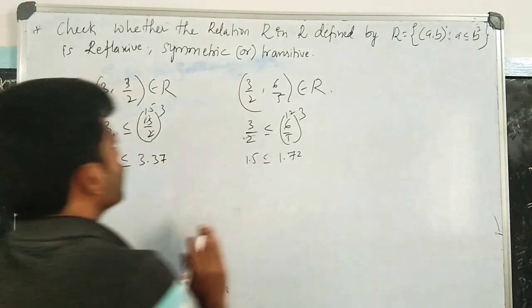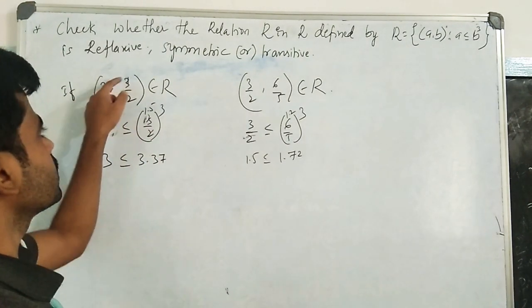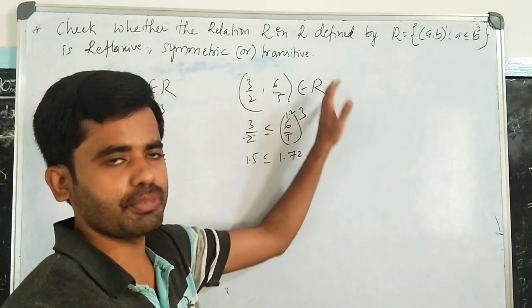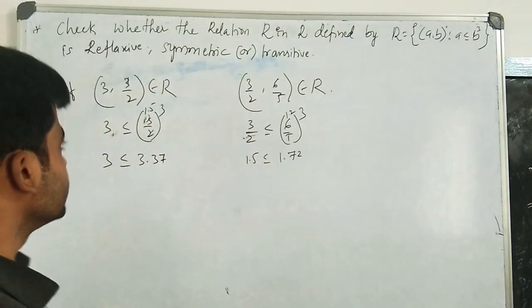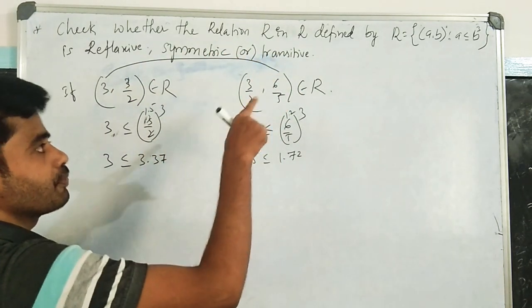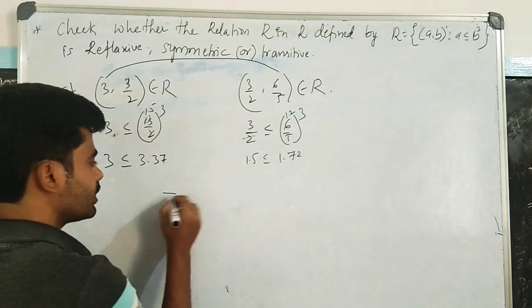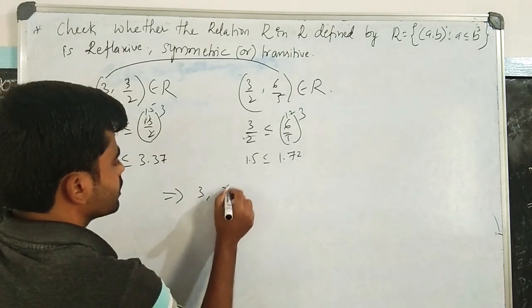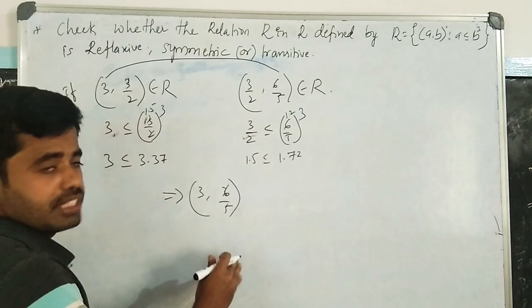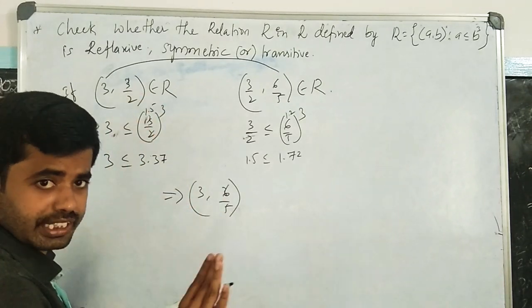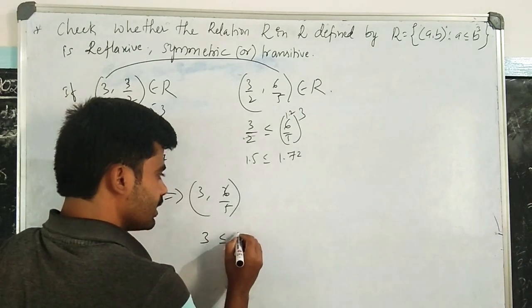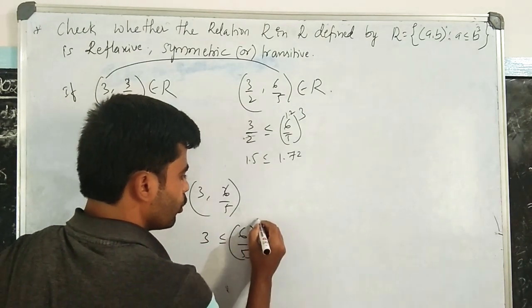Okay, now two ordered pairs I took. (3, 3/2) is in R, and (3/2, 6/5) is in R because it is satisfying the condition. Then is (3, 6/5) in R? Let me check. We have to verify. If it is in R, then only it is transitive, otherwise it is not transitive. Now, is 3 less than (6/5) whole cube?